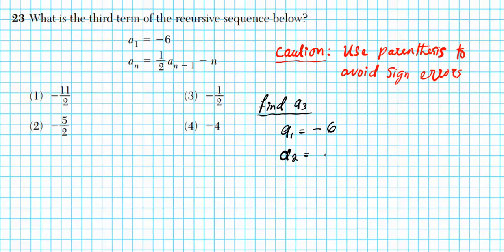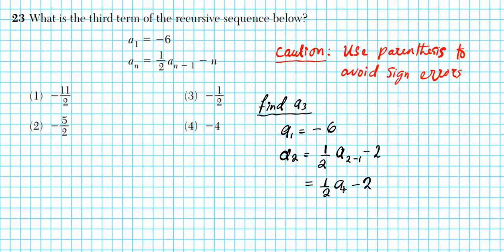Okay, so the initial term is -6, so we have a2 is going to be 1/2 a(n-1) minus n. What is n here? n is 2, right? The index: 1/2 a(2-1) minus 2. Okay, so you see, if you have n, you put 2 there. That's what we're doing. Okay, so this is going to become 1/2 a1 minus 2.